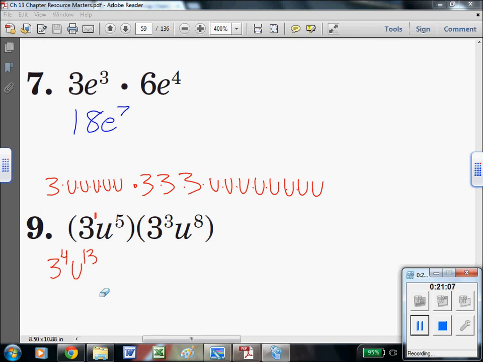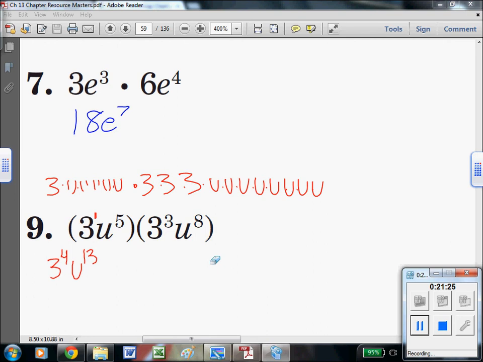Now the visual way of doing this is how I wrote it up here. If you count, you have a total of 1, 2, 3, 4 threes. So that means 3 to the 4th power. If you count your u's, you have 5 over here, so 5, 6, 7, 8, 9, 10, 11, 12, 13. You have a total of 13 u's, so you have u to the 13th power.